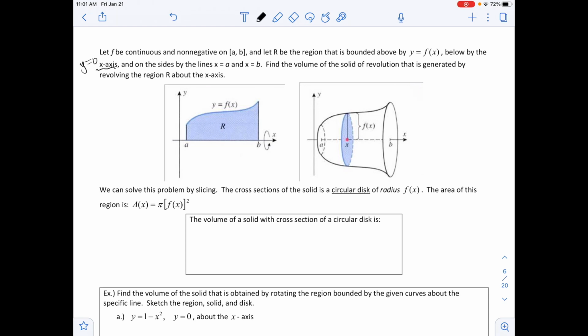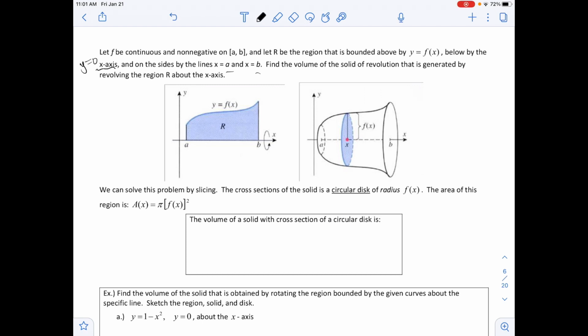And it says, and on the sides of the lines by A and B, find the volume of the solid of revolution that is generated by revolving the region R about the x-axis. So if you see here, we're going to take this region R, and as we spin it around the x-axis, or around y equals 0, you're going to create this. It looks almost like a flower, like a tulip or a drum.